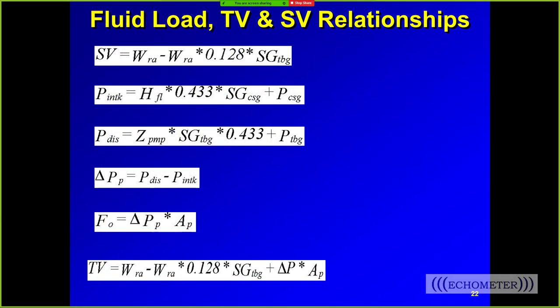Now these are the equations here. This is the standing valve load: weighted rods in air minus the buoyancy force. This is the pump intake pressure, which is the true vertical height of fluid times the tubing fluid gradient, plus this is the casing gas weight plus the casing pressure.